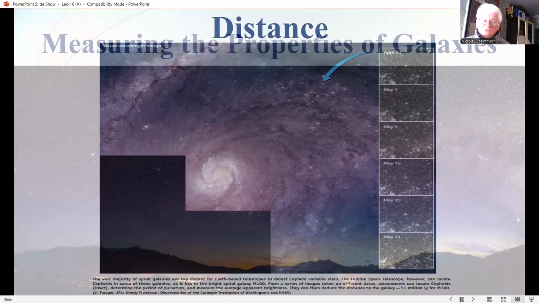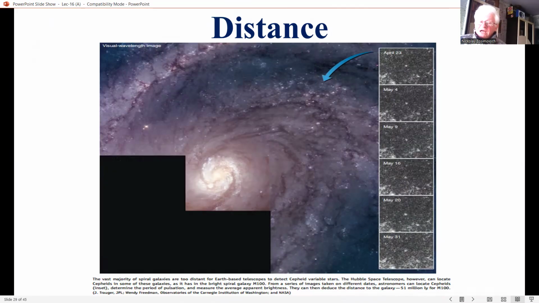The distances to galaxies are so large that it is not convenient to express them in light years, parsecs, or even kiloparsecs. Instead, astronomers use the unit megaparsec, or 1 million parsecs. 1 megaparsec equals 3.26 million light years, or approximately 3 times 10^19 kilometers.